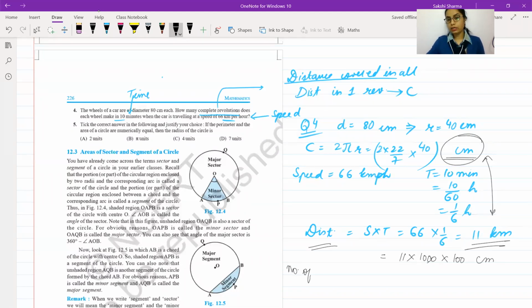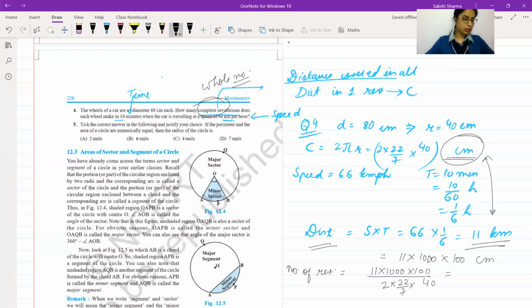And now you can find out the number of revolutions. The number of revolutions will be given by the total distance that the car has covered divided by the distance covered in one revolution, which is the circumference. And then you can simplify. If the answer comes out in decimals, you have to ignore the decimal part because you want to give the answer as complete revolutions. So the answer will be a whole number. You are not going to take the decimal part. Please keep that in mind. Complete revolutions are asked. After complete revolutions, there is some more revolution made, a fraction of a revolution. We will be ignoring that.